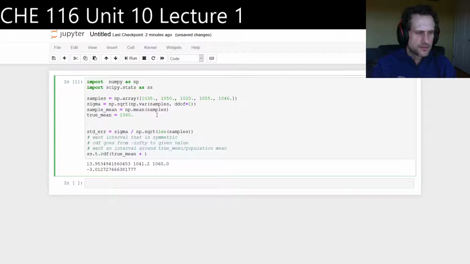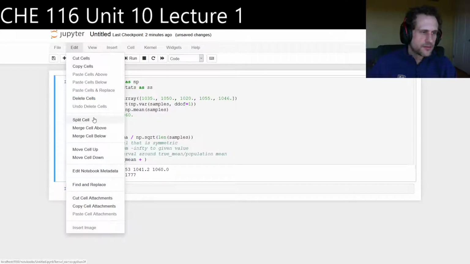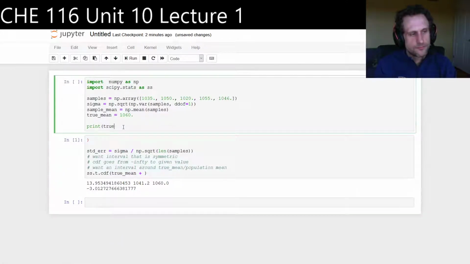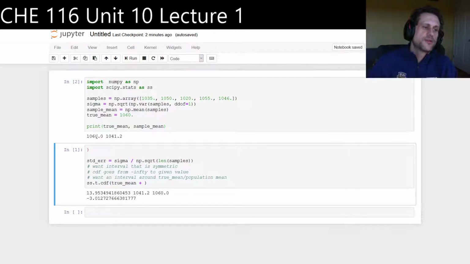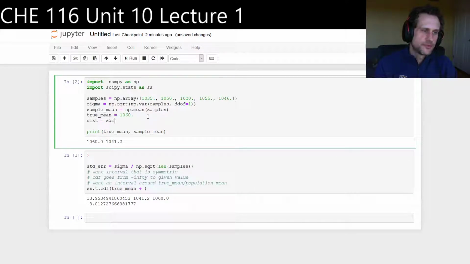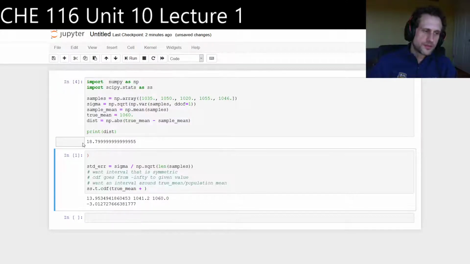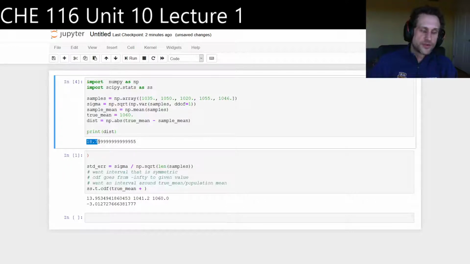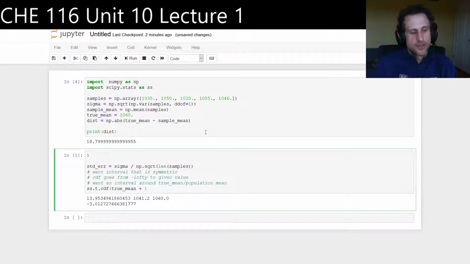So let's figure that out here. My sample mean is here. The distance between the true mean and the sample mean is this. Basically, my sample mean was 18.8 degrees away from the true mean. So I want to make an interval that's minus 18, plus 18 from the true mean. So I'm going to get plus the distance.